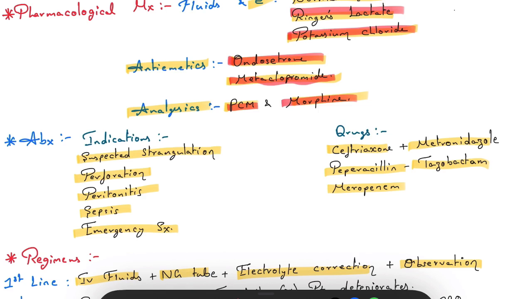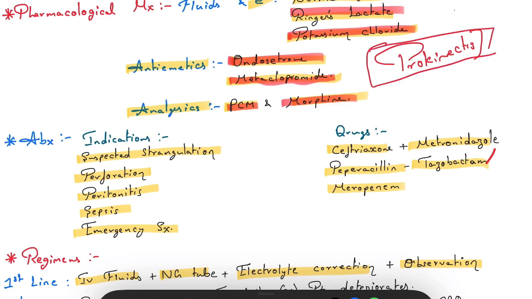Okay, and never give prokinetics. We can't give prokinetics, because some people will give them if they are suspecting any other pathological condition, but prokinetic agents are generally contraindicated in complete mechanical obstruction.